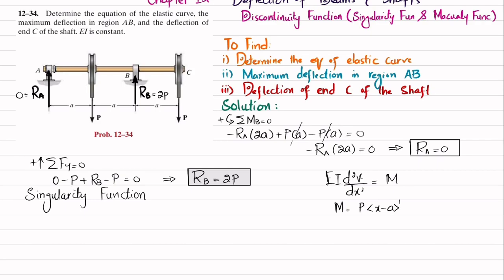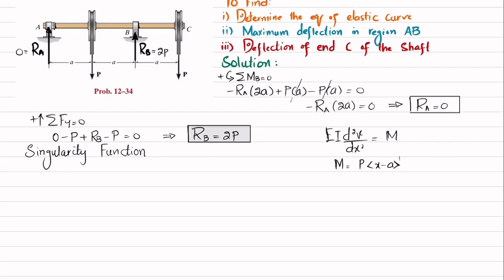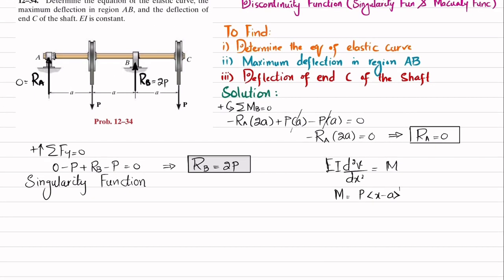Now you can see that at point A we have RA, which is equal to 0. Clear? So due to this RA there will be no moment. So the moment will be equal to 0 due to this RA. So let me write M is equal to 0.